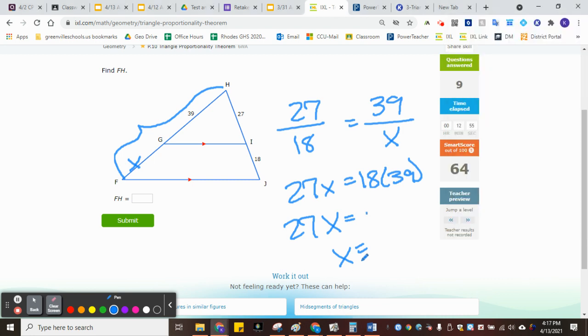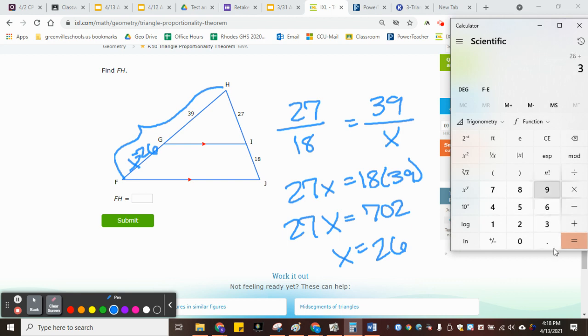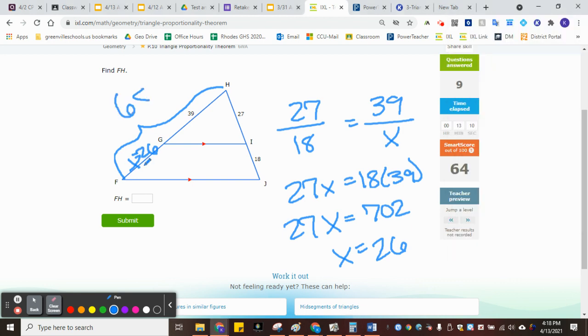Divided by 27 is 26. So this is 26. And 26 plus 39 is 65. So the whole thing has to be 65.